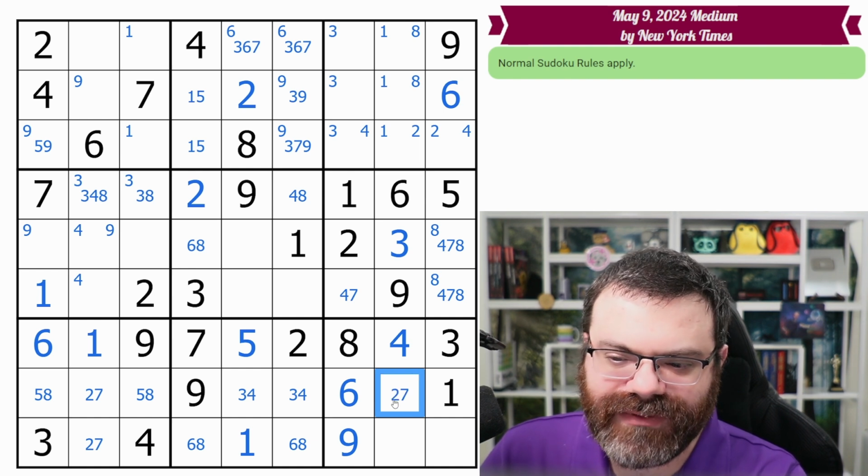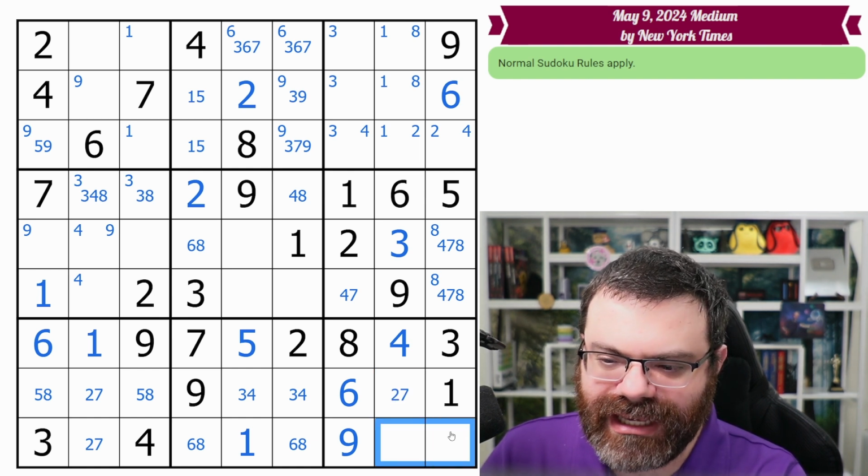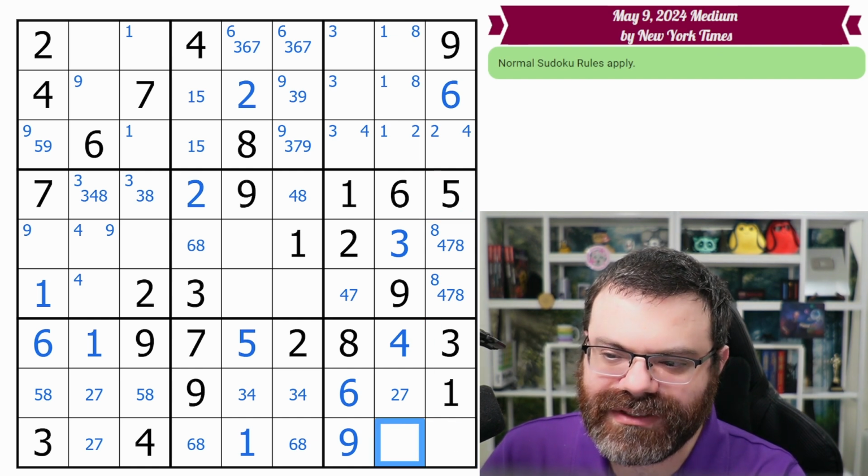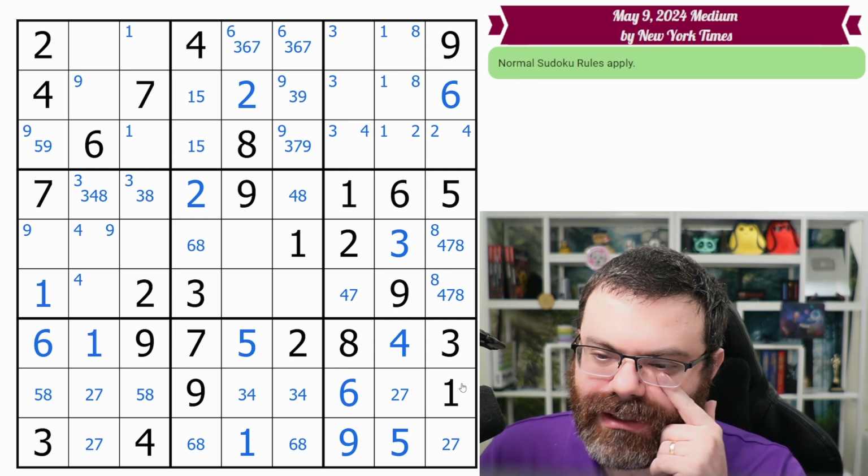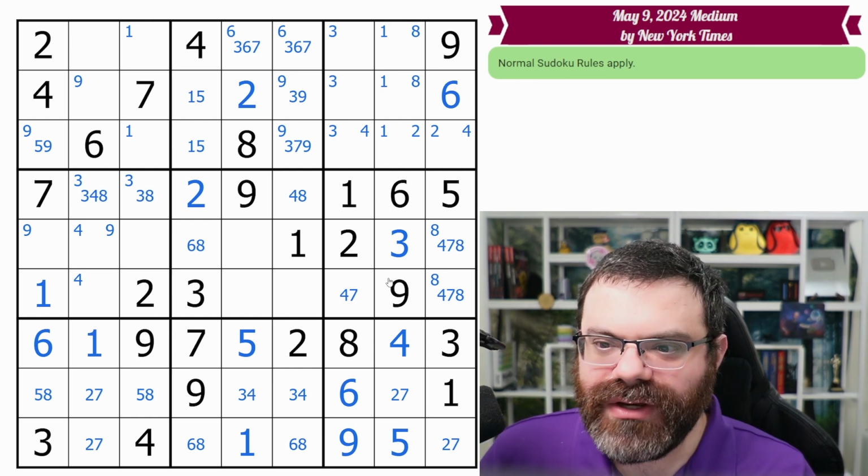So we can fill 2, 7 here. This whole box needs a 2, 5, and 7. This 5 looking down tells us 5 goes only here. And this is also 2 or 7. Okay, so we're doing quite a lot, right?